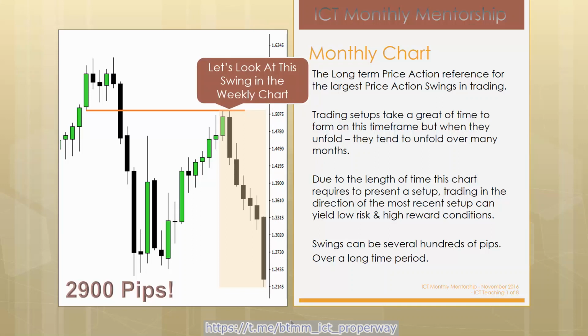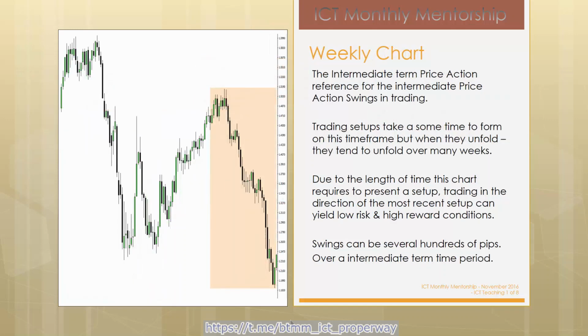So let's take a look at this swing on a weekly chart and refine that more in terms of defining setups for your trading model. Here's that same price swing, and we're looking at it on a weekly chart. Now, this is an intermediate term price action reference point. So everything we see here is on the scale of intermediate term. Because it's a weekly chart, it still takes a great deal of time for these things to set up, but it's a lot more refined when we break it down into a weekly chart. You can see a lot more detail.